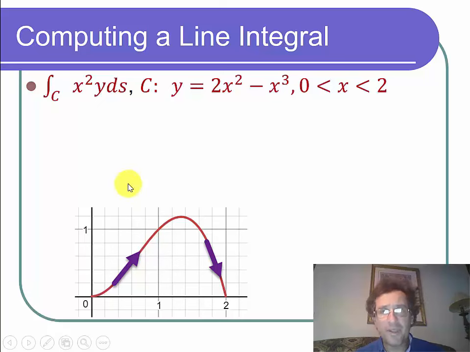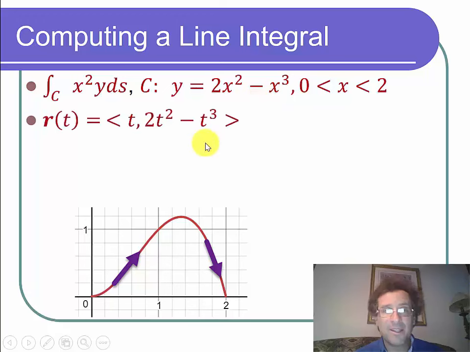So let's work this out. The first thing I need to do is parameterize this curve. But since we have a curve defined as a function of y in terms of x, the way to do that is we let x equal t, and then y is just a function of t. So 2t squared minus t cubed. And that gives us the parameterization of this curve. And t goes from 0 to 2 because t is just x.